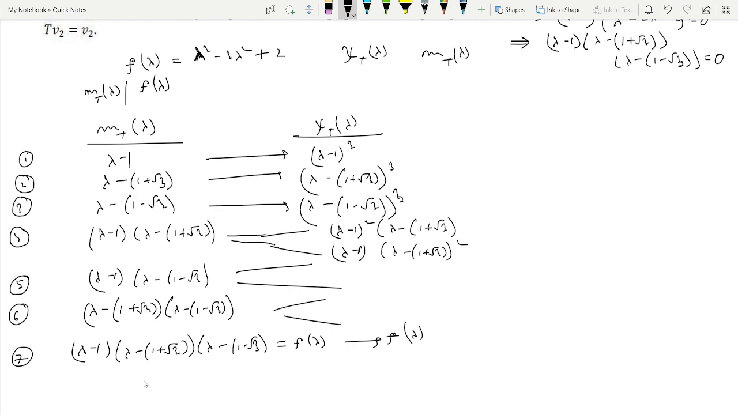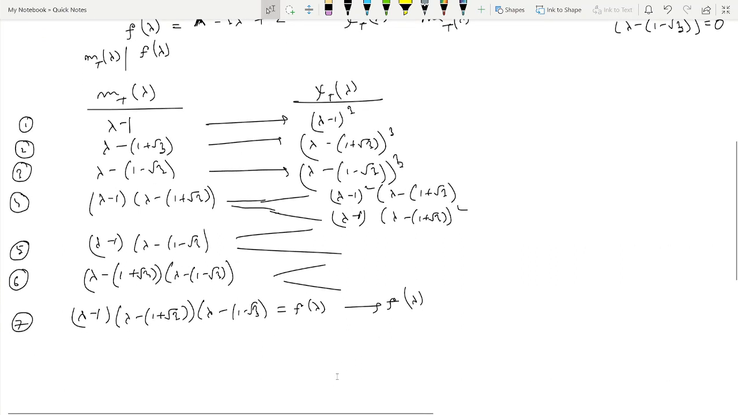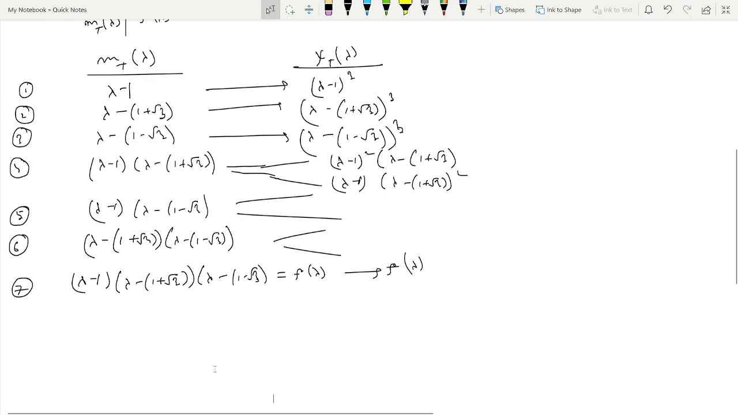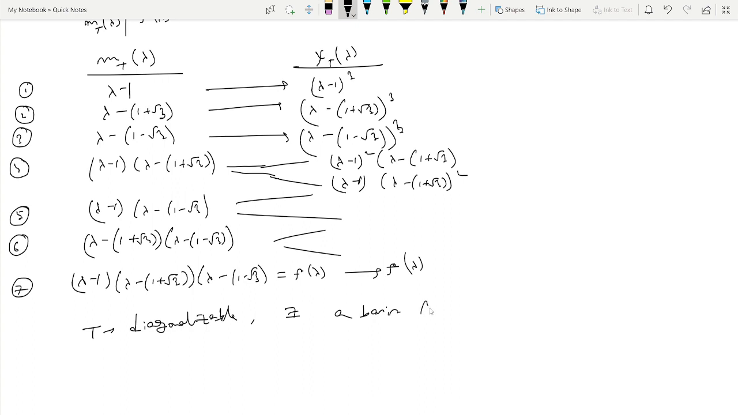In all the cases, the minimal polynomial must be a product of distinct linear factors, because it divides that polynomial f(lambda), which is also a product of distinct linear factors. So in any case, the minimal polynomial is a product of distinct linear factors, and hence T is diagonalizable. That means diagonalizable means there exists a basis, say beta, such that the matrix of T with respect to this beta is a diagonal matrix.